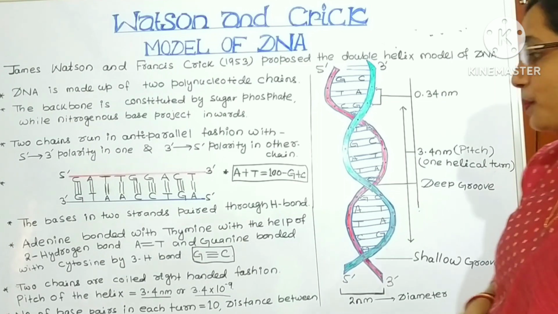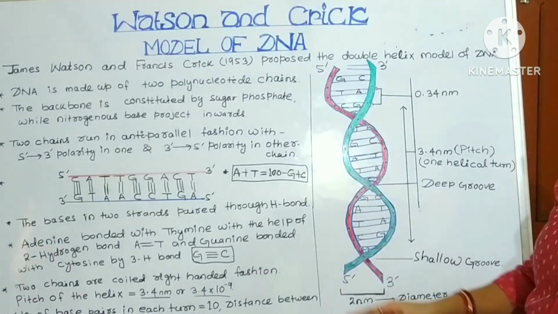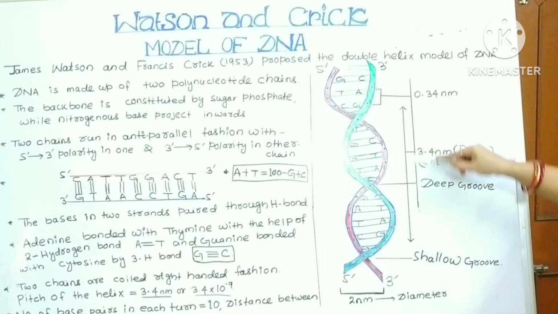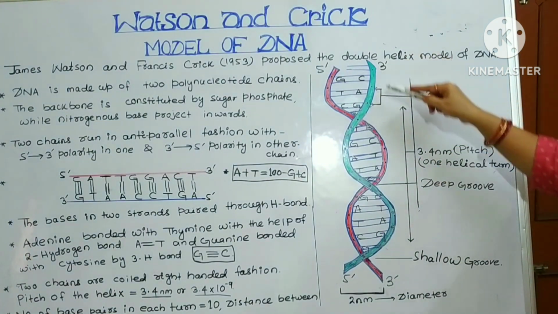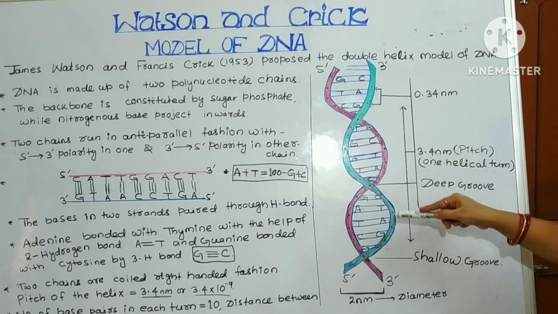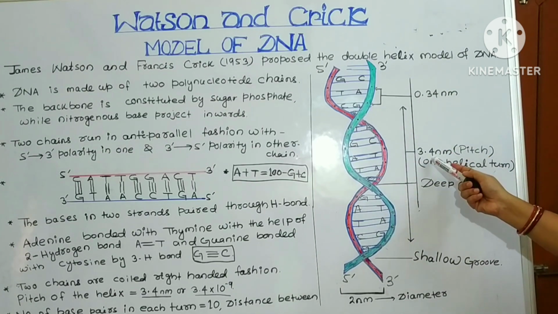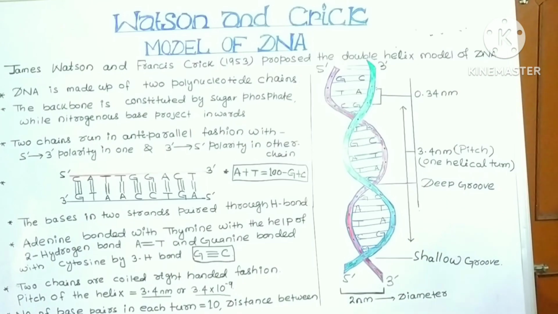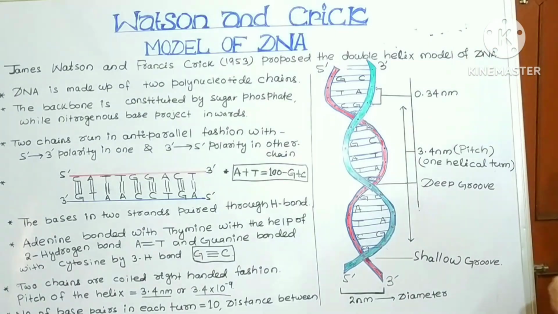The pitch of the helix is 3.4 nm. The pitch of the double helix structure of DNA is 3.4 nm. What is pitch? Pitch means one helical turn, the distance of one helical turn.